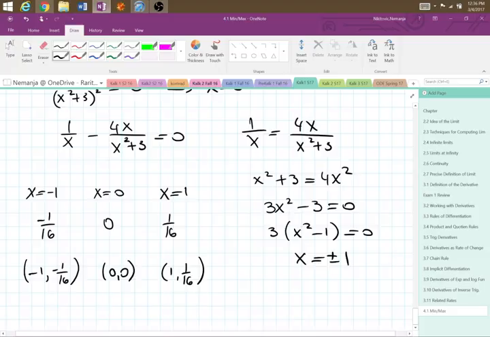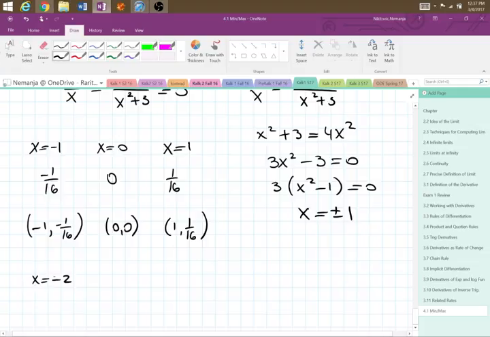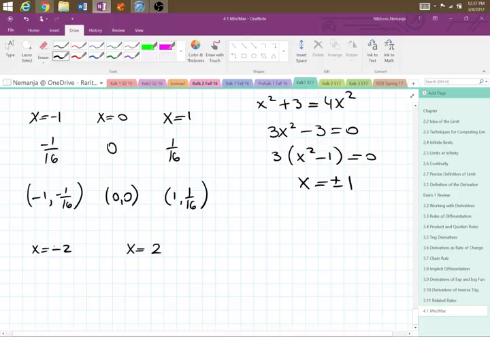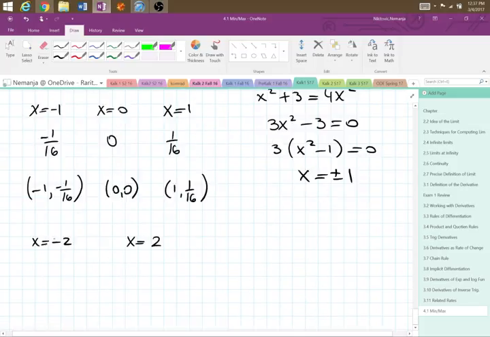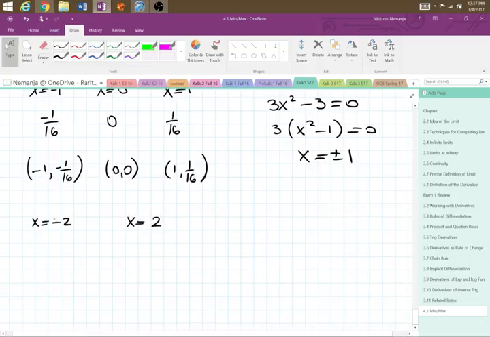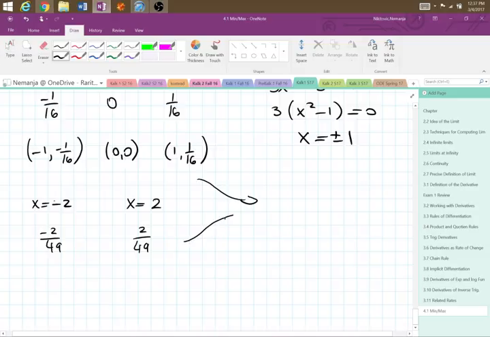Now remember what I said. When you have an interval, like we had here from -2 to 2, we have to check those points as well in the original equation. So x equals -2 will give me, and I also have x equals +2. So that's this part here of having the domain shortened to this. So plug in -2, we get -2 divided by 49. And the second one is +2 divided by 49. So in addition to these points, I have these points here, which are -2/49 and +2, +2/49.